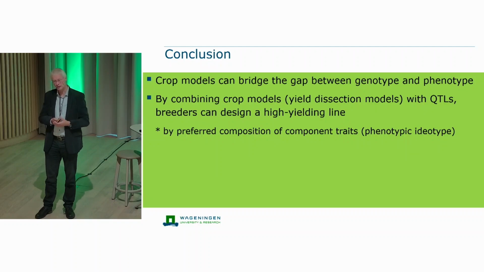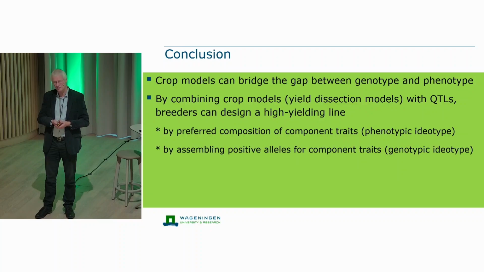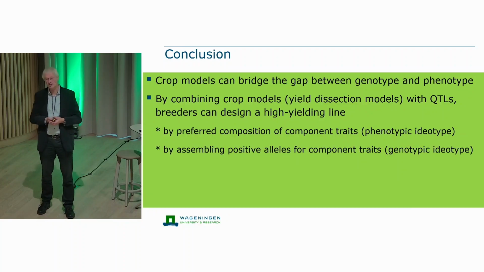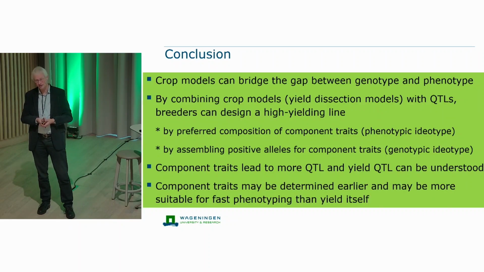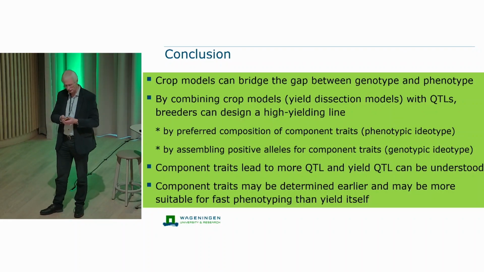And you can focus then on the preferred composition of the component traits, the phenotypic ideotype, and also the assembling of positive alleles for component traits, the genotypic ideotype. These component traits lead to more QTLs compared to the yield QTLs directly, and the yield QTLs can be understood. And the last point, these component traits can be determined in an earlier stage, like for example the average fruit size. Perhaps you don't have to grow the tomato crop for 11 months to determine that for a genotype. You can do that earlier.